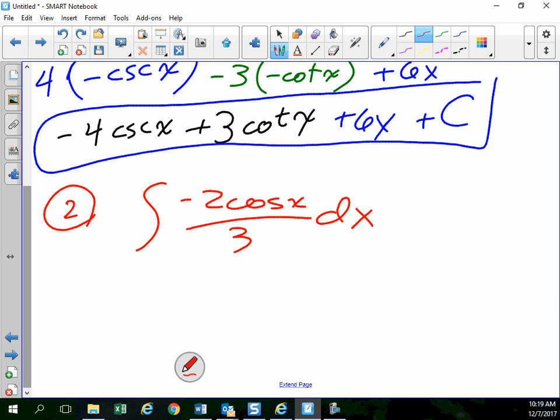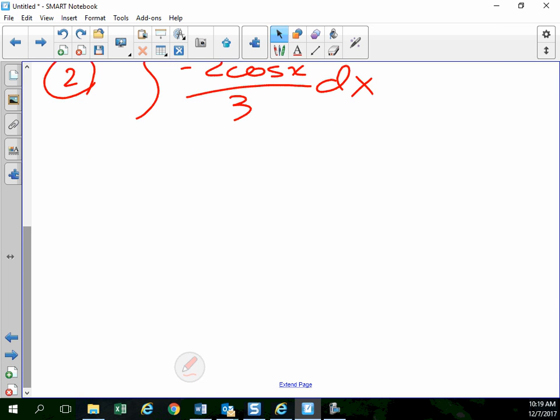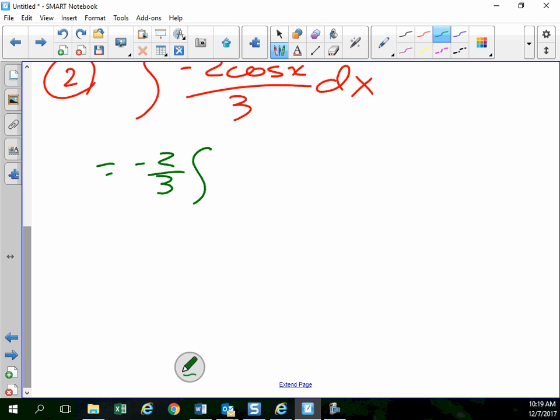Gabriel, what do you want to do first? Fabulous. Why? It's a constant being multiplied, so I can take it out. Is that a plus or minus? That would be an issue, but it's not. If it was adding or subtracting, that would be an issue. Can I integrate this now? Let's see. You integrate cosine x. What do you get?